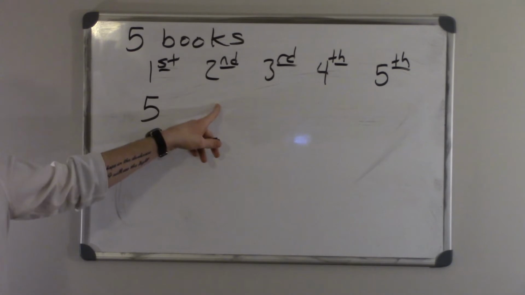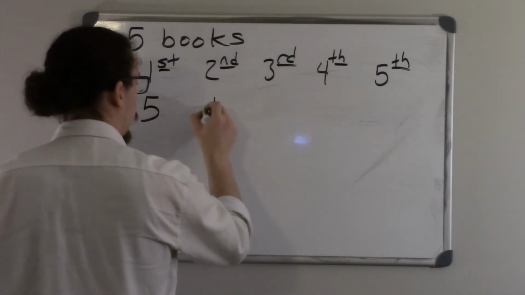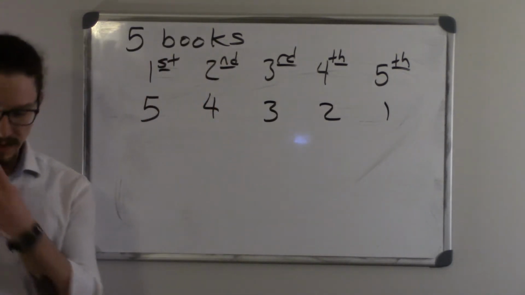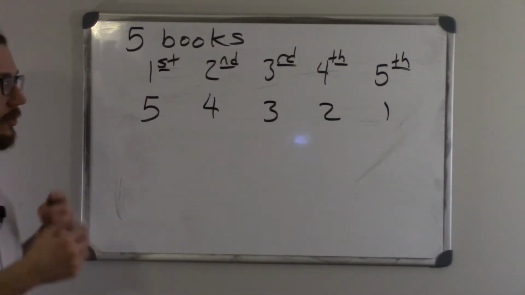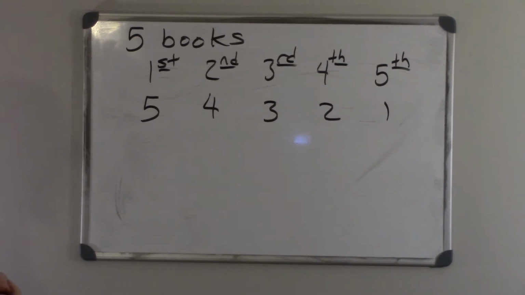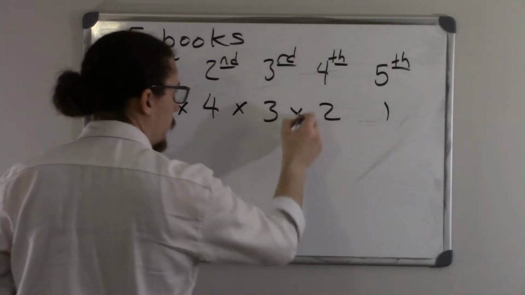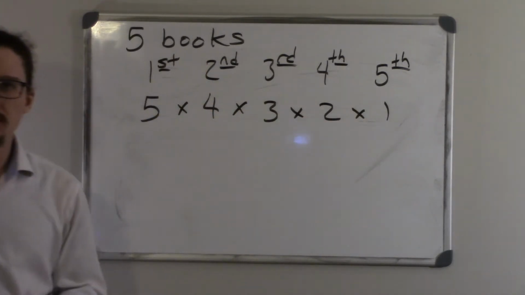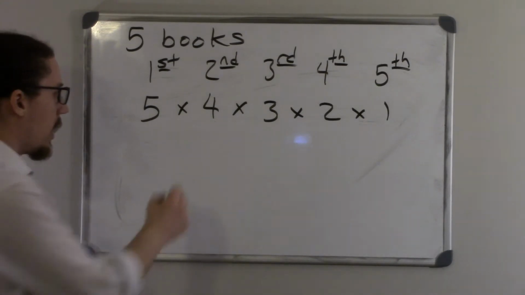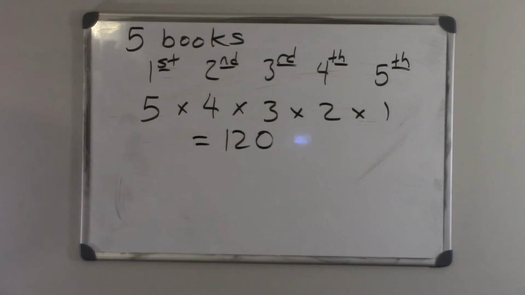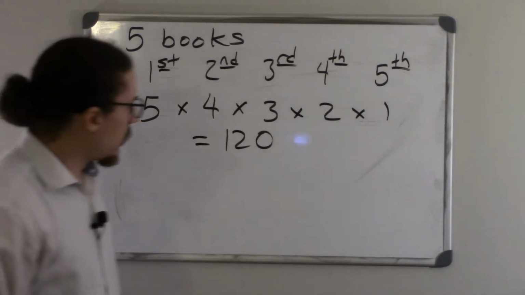When we go to the second spot on the shelf, now we only have 4 books. The third we have 3, the fourth we have 2, and the fifth we have 1. So to find out the number of ways that our books can be placed on this bookshelf, we just need to multiply 5 times 4 times 3 times 2 times 1. The answer to this is 120. There are 120 ways to place 5 books on a bookcase, or a shelf.